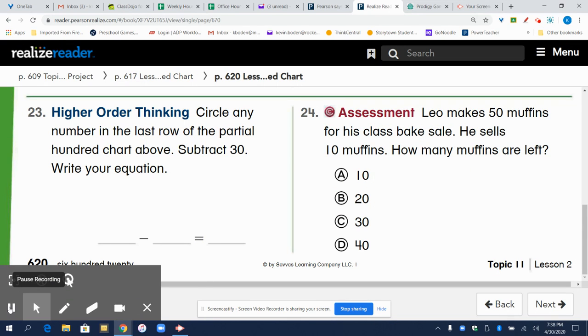All right, Mr. B just tried number 22 and he got it wrong the first time. No, I didn't give up. I got it right the second time. I did not give up.